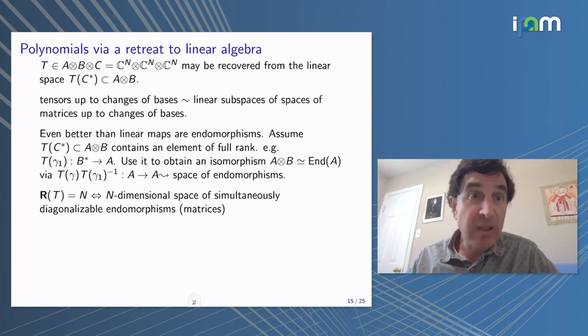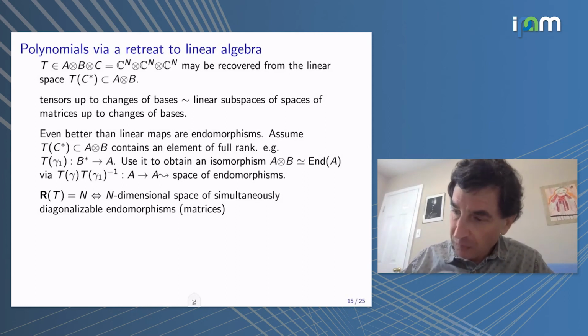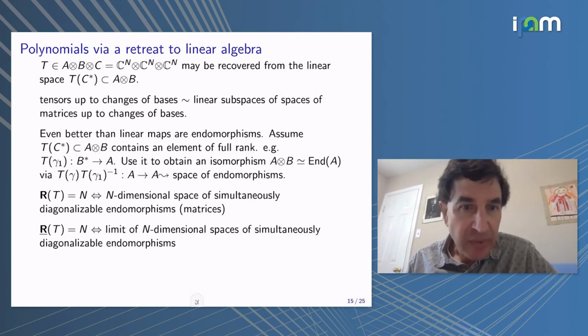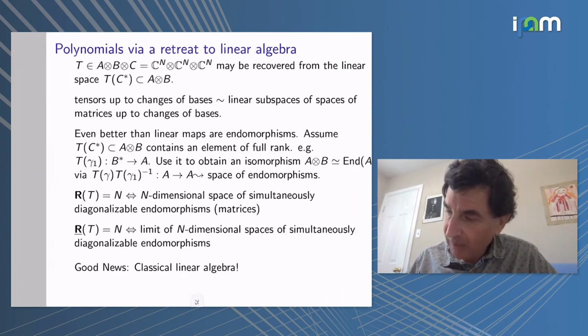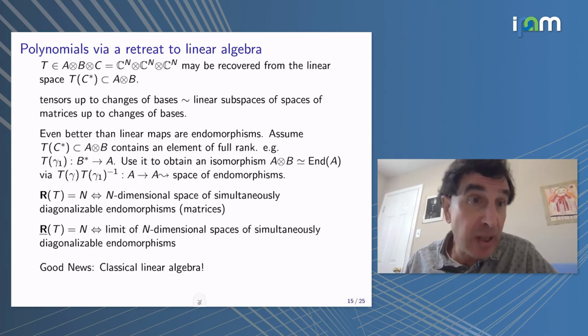This is a problem that was studied in the 1960s, and I mean, studied long ago, studied 100 years ago. And we're interested in something a little bit more subtle, namely border rank n, in which case we need to take a limit in the Grassmannian sense of n-dimensional space of diagonal endomorphisms to get border rank n. Great news. This question was also studied in classical linear algebra, and I know this one was at least studied in the 1960s, if not earlier. There's a paper by Gerstenhaber on this.